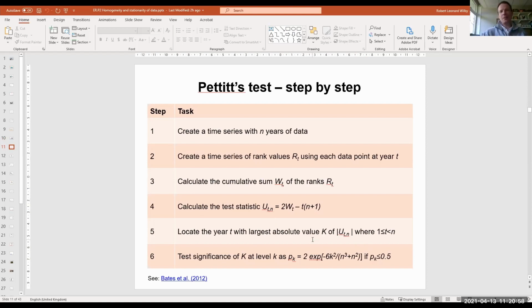And you find the year in the time series of cumulative ranks where the difference between 3 and 4 is at the greatest point, and that indicates where there's the largest departure between the observed ranking and the expected ranking, and hence where we think with greatest confidence there might be a break point in the data. And then finally, we assess the statistical significance of the difference between those two ranked series using this simple equation here. And it's a very powerful test, and as I say, quickly implemented.